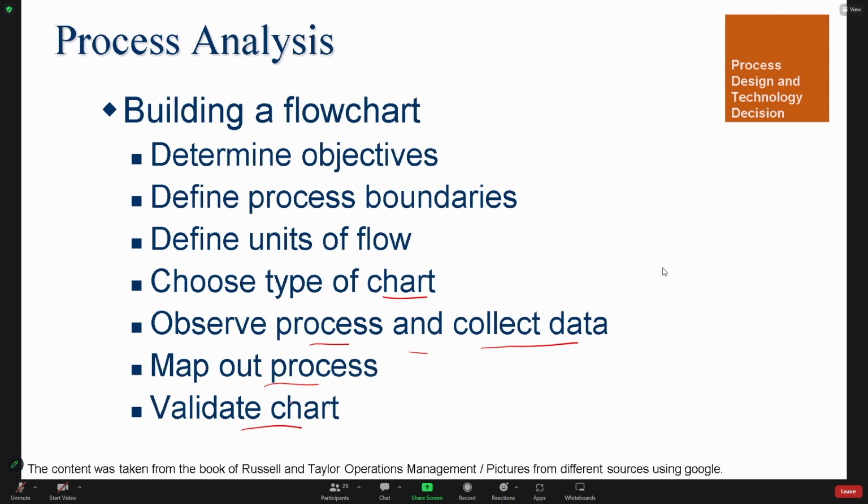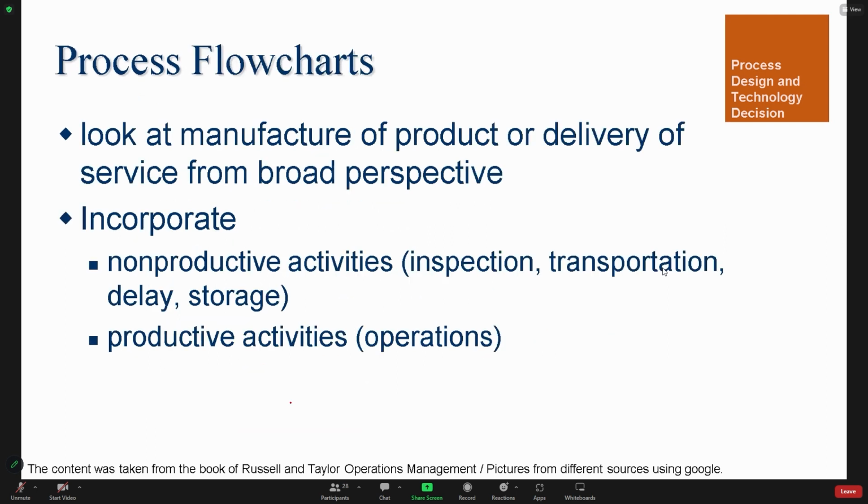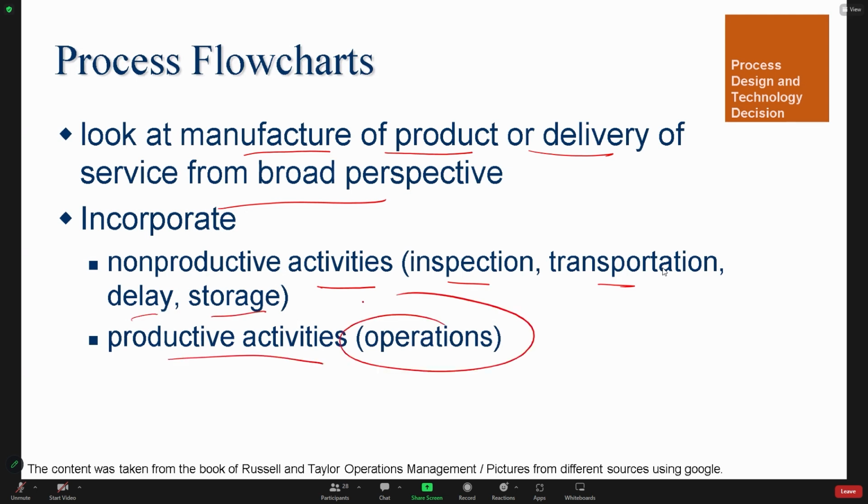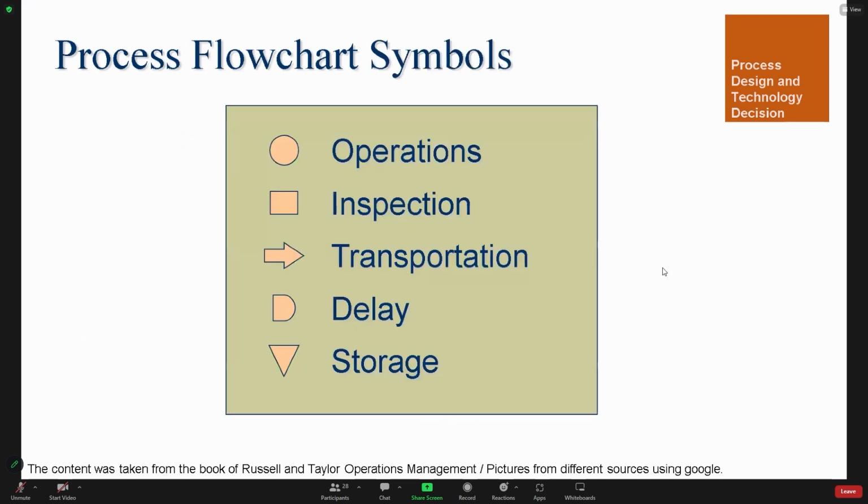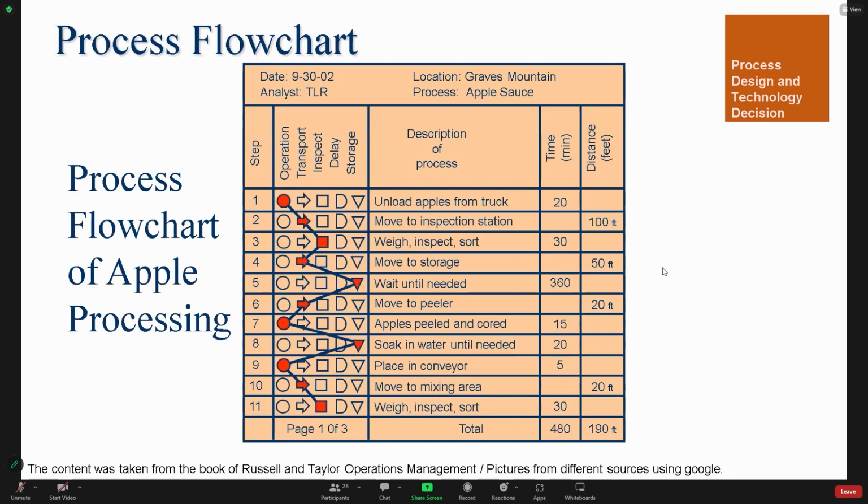Now, in process flow chart, you look at manufacture of products or delivery of service from broad perspective. You need to incorporate non-productive activities such as inspection, transportation, delay, and storage, and productive activities, which is the operations. So, paano yung process flow chart? You need to understand the symbol. This symbol is operations, inspection, transportation, delay, and storage. So, ito yung process flow chart.